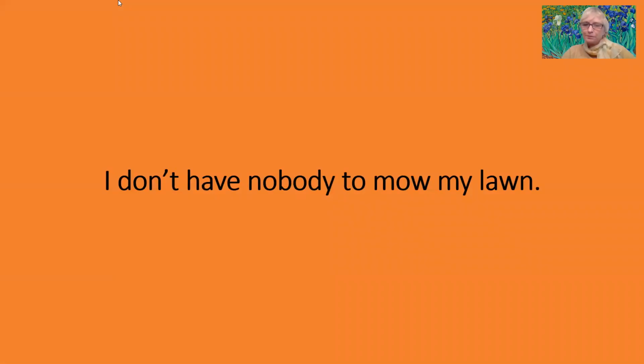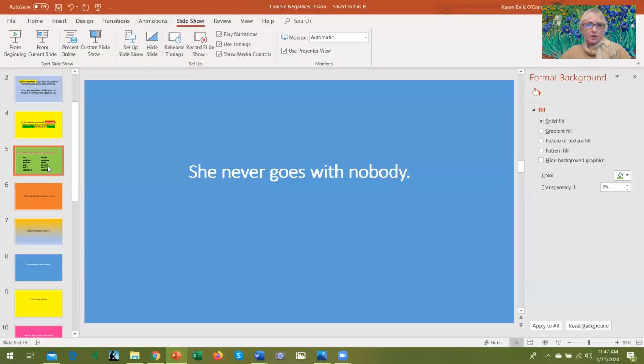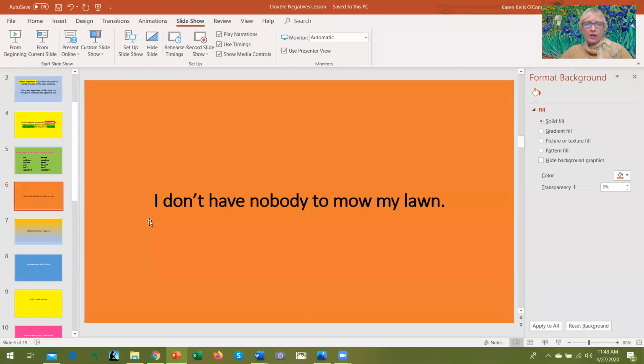And here's an example. I don't have nobody to mow my lawn. So what you're trying to get across is that there isn't a person available to cut your grass for you. But because you have a double negative, the two words here that are negative are don't and nobody.